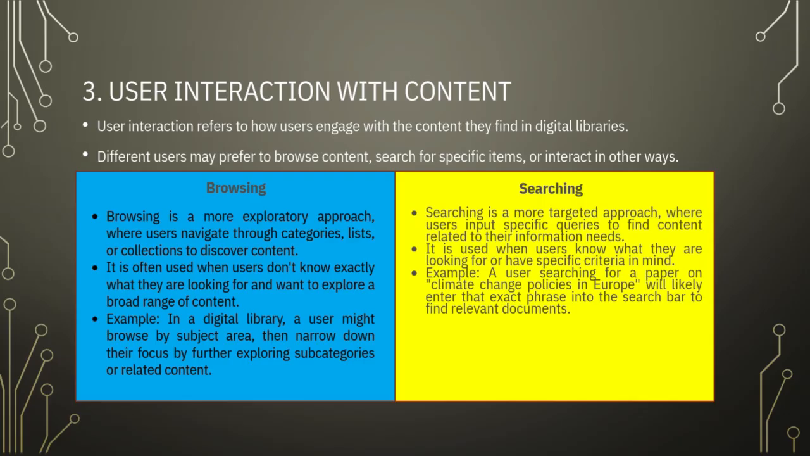Effective digital library systems support both browsing and searching and allow users to move easily between these interaction modes. Understanding these interaction patterns enables public libraries to design digital services that are flexible, inclusive, and responsive to community needs.